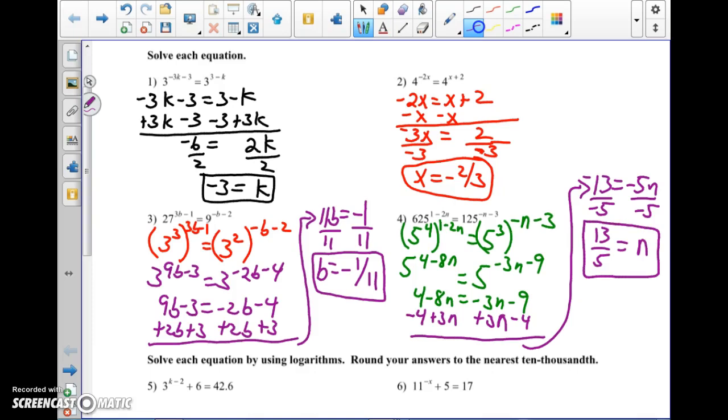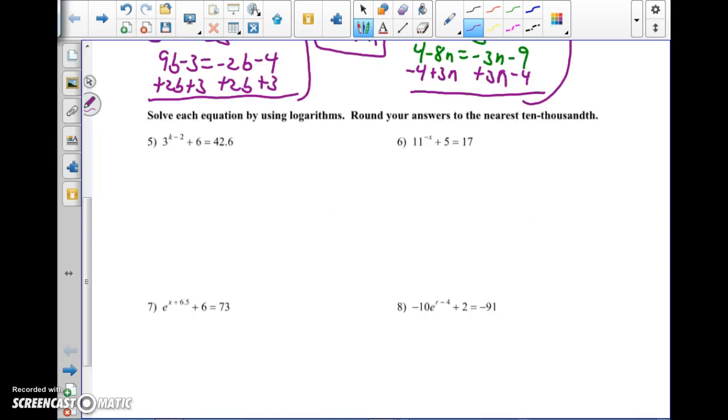This ends part 1 of the review. On part 2 of the review, you're going to solve each equation by using logarithms. You have to round your answer to the nearest 10,000. That's the 4th decimal place.